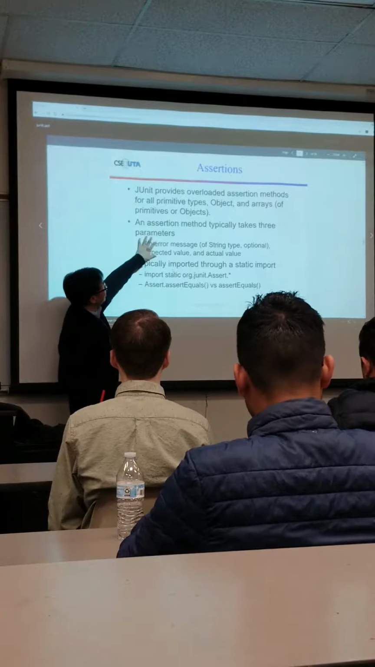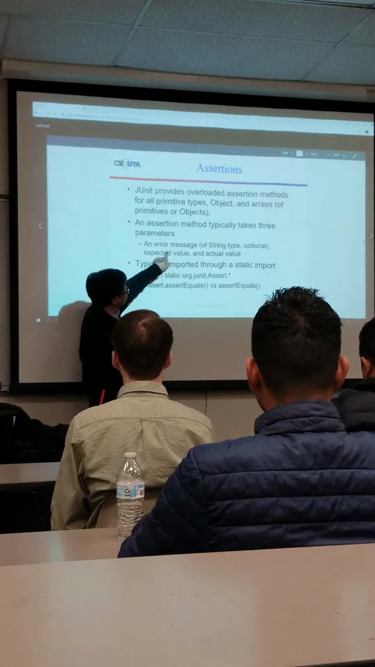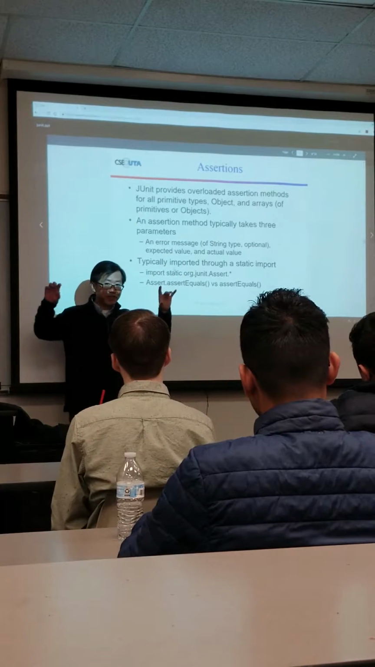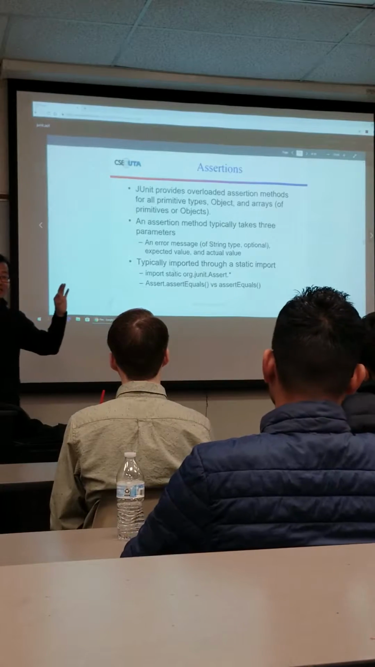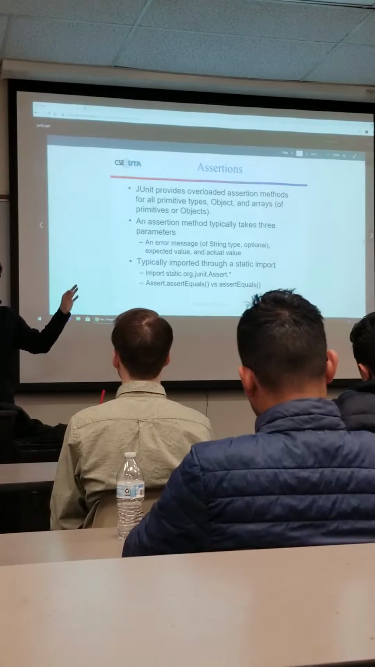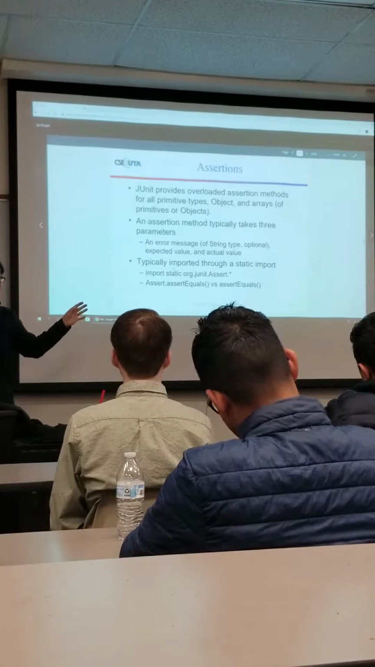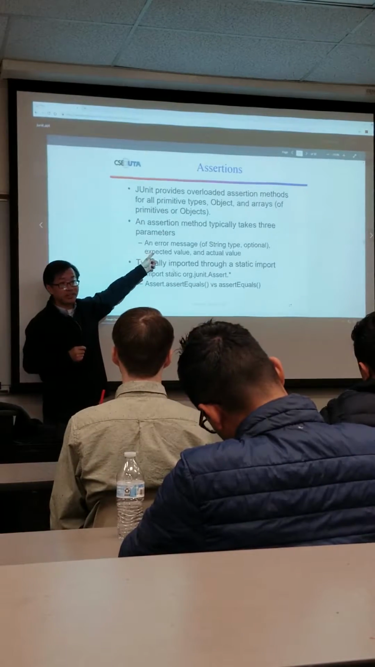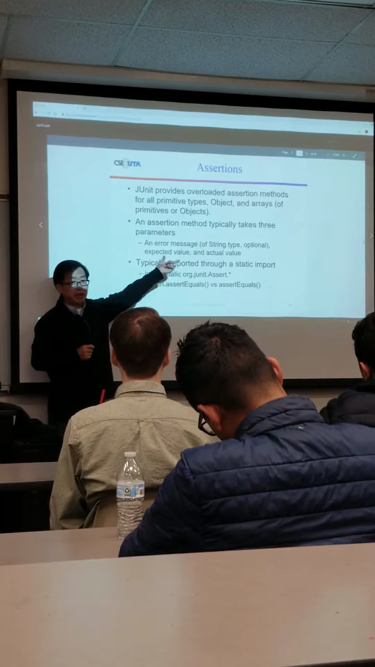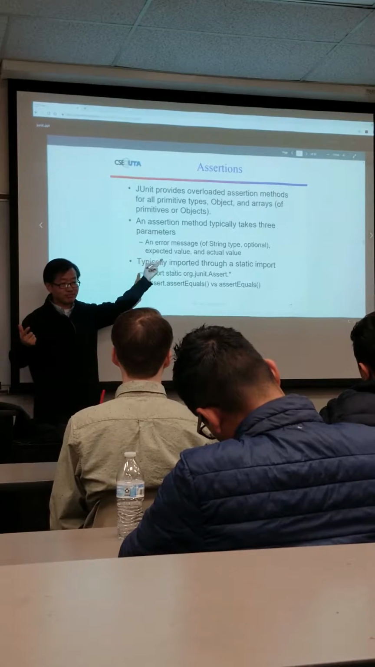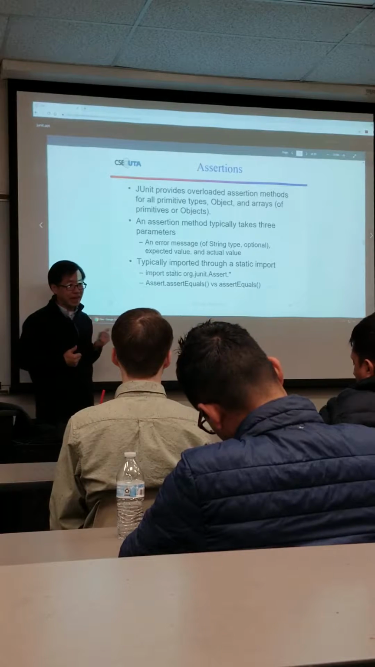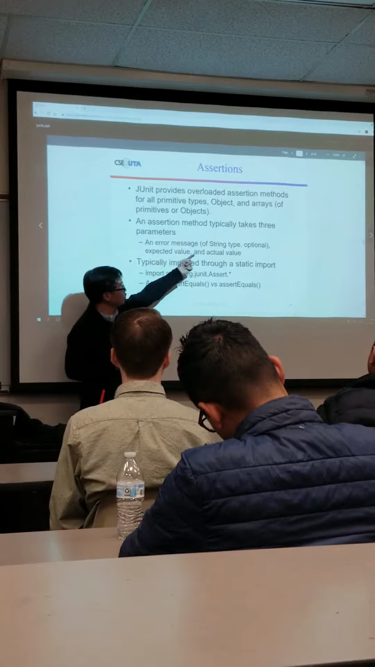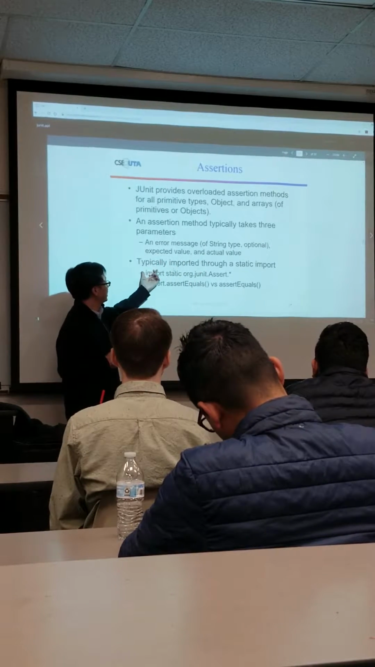And the assertion method typically takes 3 parameters. First, the error message. This message will be displayed if the assertion statement finds that the expected output is not the same as the actual output, a mismatch, or the assertion fails. Then you have the expected value and the actual value. So assertion methods are just trying to check if they match with each other. If they do not match, you display that error message. If you do not have one, you will have a default error message.